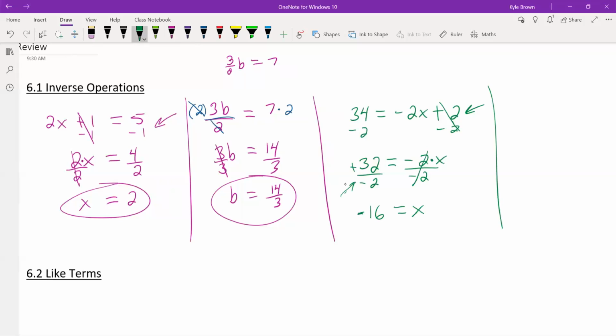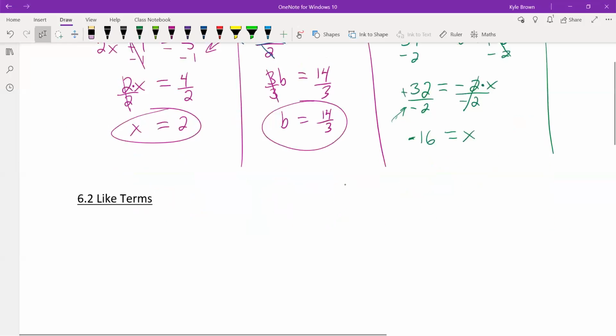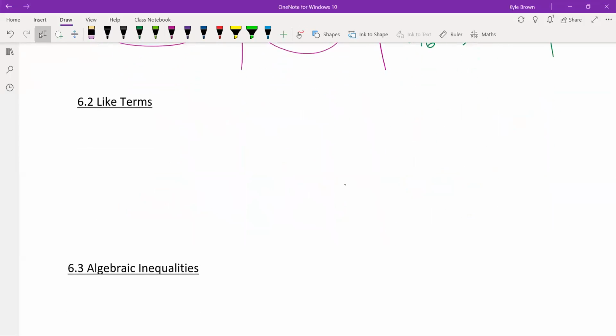All right. Let's move on to the next stage here. So 6.2. So just throwing like terms into some of the questions now. So let's say we've got 3a plus 4 minus 2a is equal to 8.